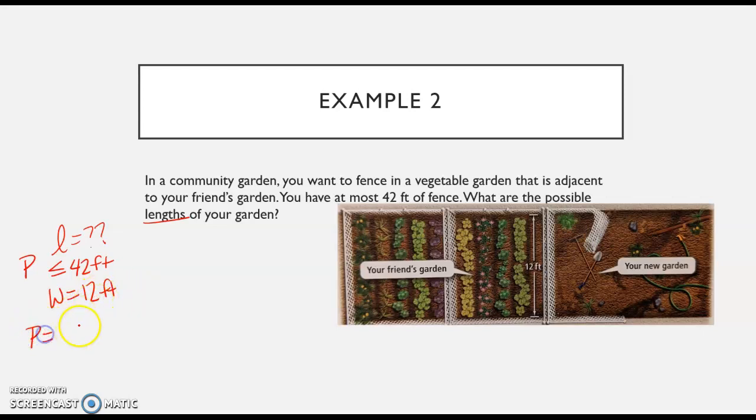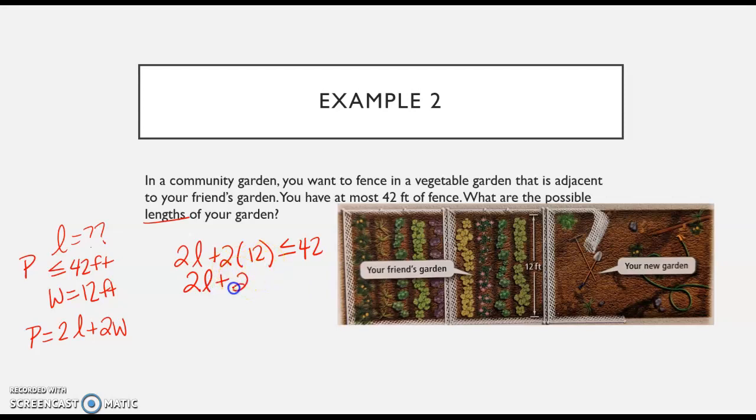Perimeter of a rectangle. That's what we need. So I know that I add up all 4 sides, but because it's a rectangle, I'm going to have 2 of my length and 2 of my width. So instead of length plus width, we like to write it as 2 length plus 2 width. I know some of this, I don't know others, and so I'm going to plug in what I know. I know I have 2 times my length plus 2 times the width I have right now is 12 feet, and then I have to be less than or equal to 42 feet because I only have 42 feet of fencing. So then I simplify what I know.